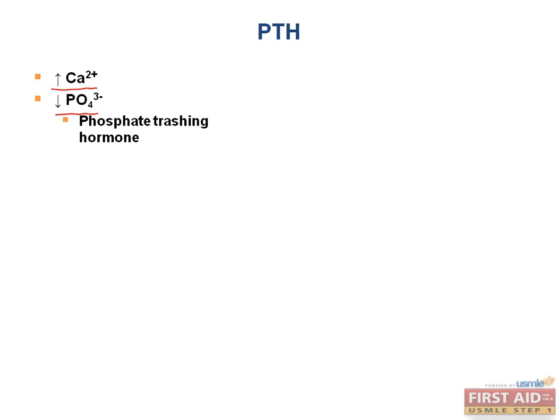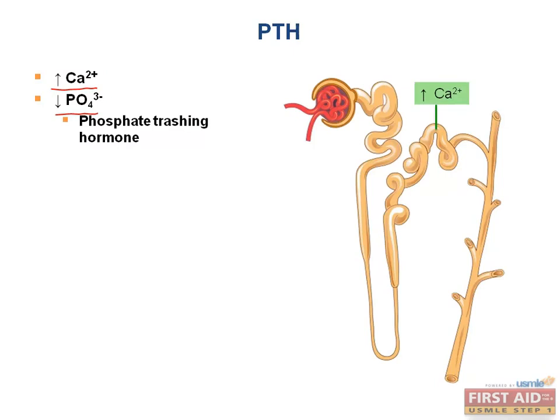So what's the mechanism of action? PTH will bind to the cells of the distal convoluted tubule and stimulate the resorption of calcium. Meanwhile, it binds to cells in the proximal convoluted tubule and it blocks the resorption of phosphate. That way you get more calcium retention and more phosphate excretion.